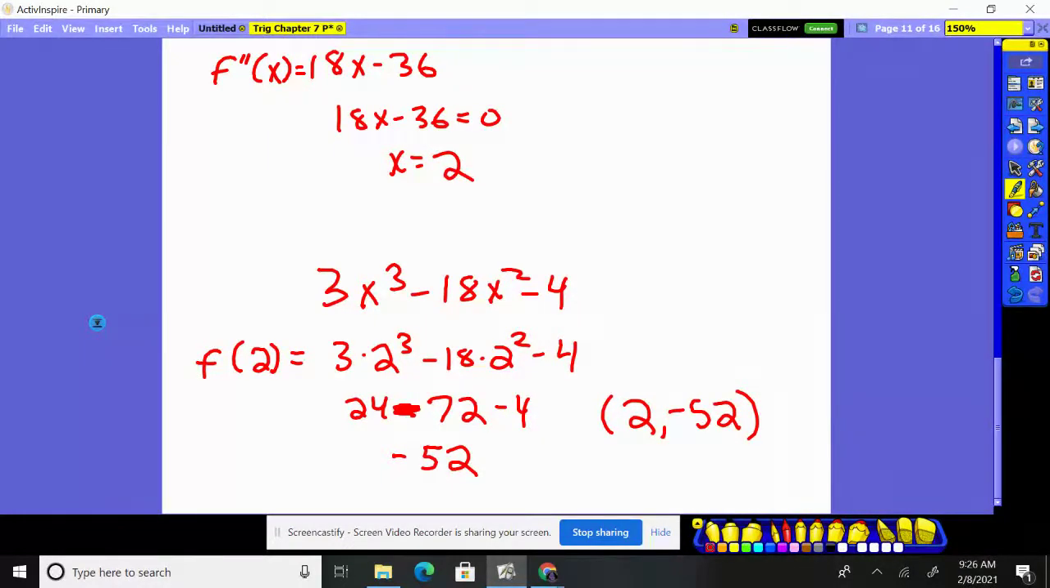It takes a lot of work. You just got to keep at it. You find the derivative, set it equal to 0, get your x values, plug them back into the original, then take the second derivative, set it equal to 0, plug that x value back into the original, and you have your points.